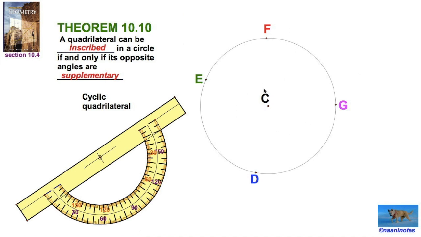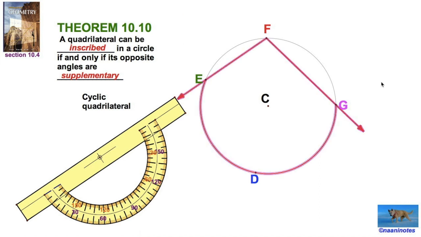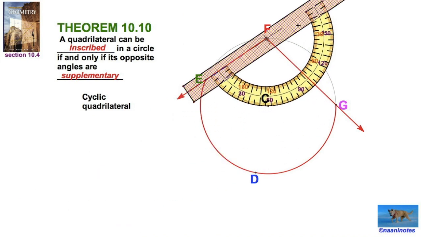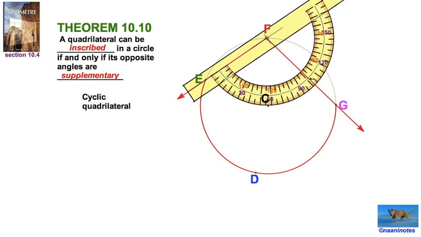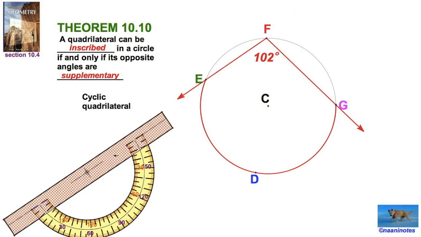I've got 4 points that are on a circle. So I'm going to draw this. In red, I'm going to draw the 2 rays that make angle F, and that intercepts this arc. Now, if I were to take my protractor like this, and I can measure that. I mean, that's the 90, that's 100, 1, 2, and it looks like I'm reading on the outside scale here. And yes, you need to know how to use your instruments. I'm getting 102 degrees.